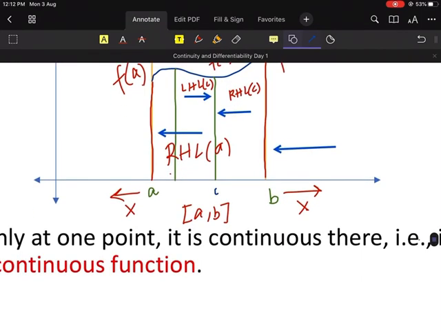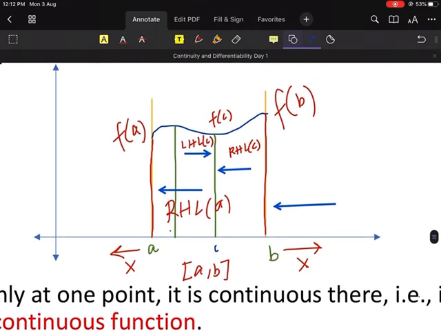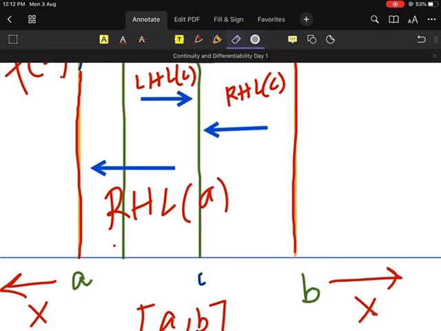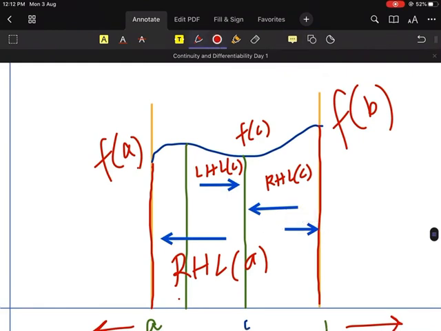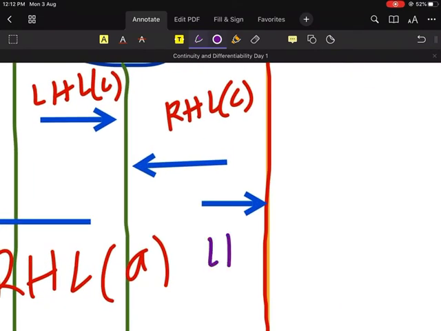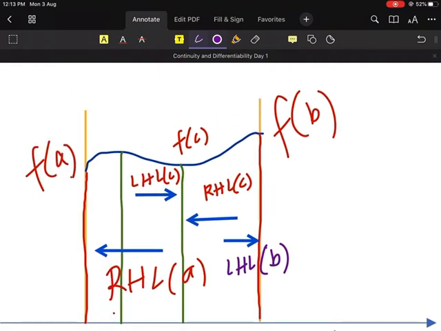We cannot find the right hand limit because at the point B, the gate is closed. I cannot have values of x more than B. Understood? So what can we find at the point B? I can find only the left hand limit at the point B. So write down: I can find only the left hand limit at the point B.